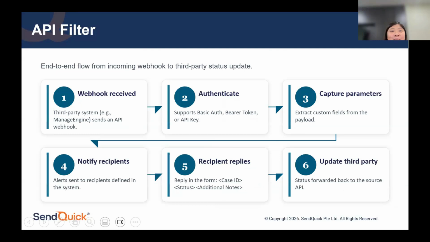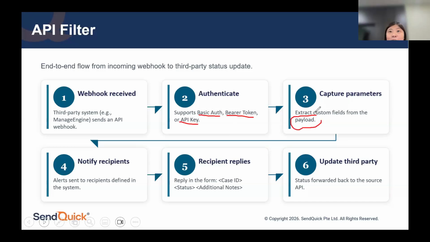So we do the API authentication check. In step 2, we support flexibility: you can use either basic auth, bearer token, or the API key. And then after that, we capture all the parameters in the webhook.